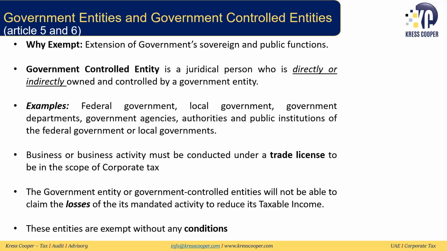And business activity, like we said, that is away from the sovereign activity or the mandated activity, needs to be conducted through a trade license to be in the scope for corporate tax. So if they are doing a business through a trade license, and registered with the licensing authority, then that would be subject to corporate tax. And like we said, the transactions between both will be treated as arm's length, but losses of the sovereign activities cannot reduce the taxable income of the other businesses. So they will not be adjusted like that.